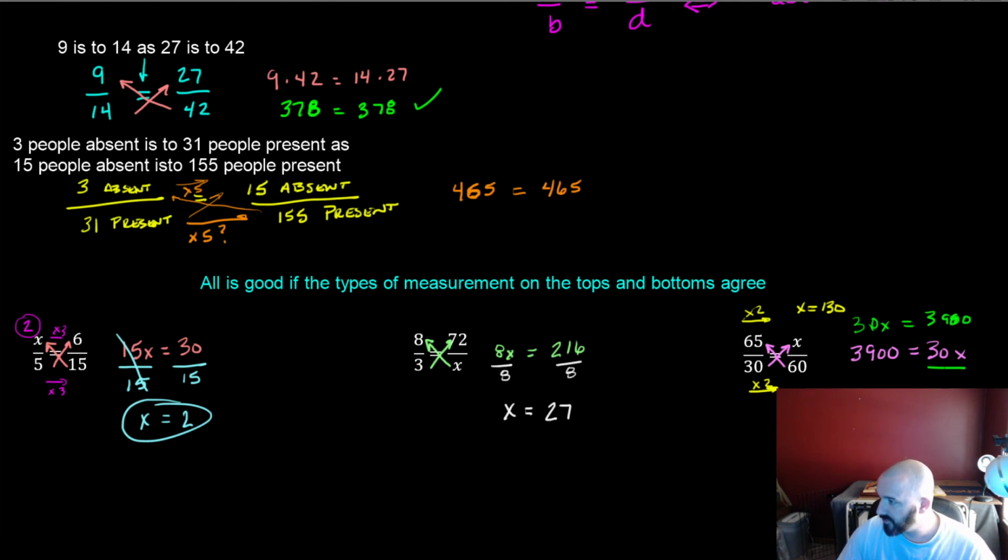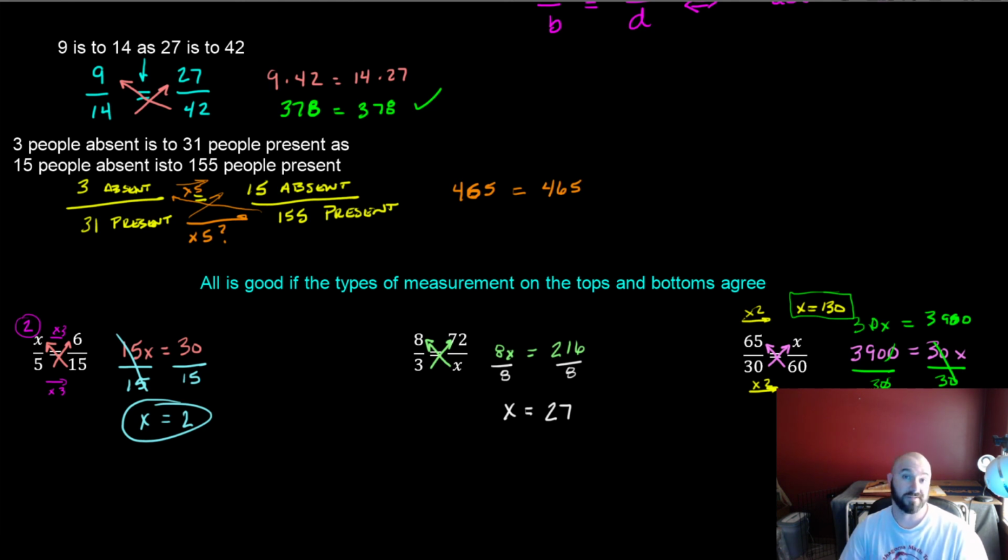But just like before, I'm going to divide by the thing in front of x on both sides. 30 divided by 30 is 1, leaving me with just x. I can cancel out the times 10 here, so now I just have to divide 39 by 3 and add a 0. That's 13, add the 0 for 130. So either way you go, you're going to get 130.